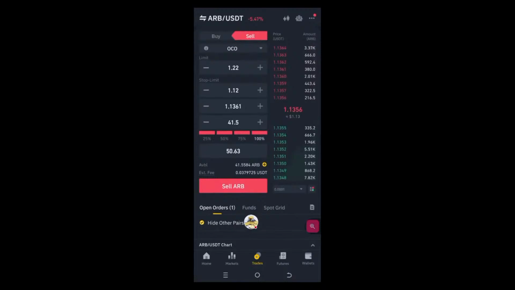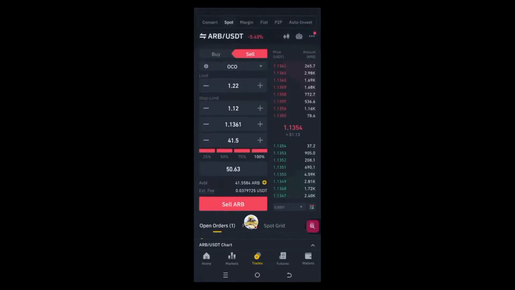So by the time I click on sell ARB, one of two things is going to happen, and that's one cancels the other. If for any reason my price doesn't get to 1.22 and it goes low to 1.12, it's going to trigger, and then I lose that money, because I'm not going to get the amount I set. It will cancel at my stop loss. It's not going to go up to OCO again. It's just going to cancel the trade and I lose that money.